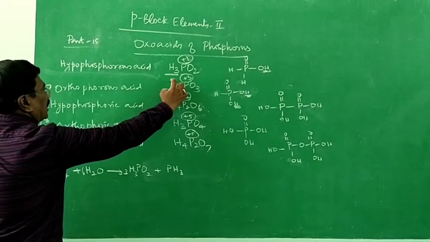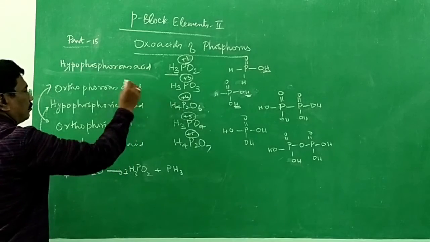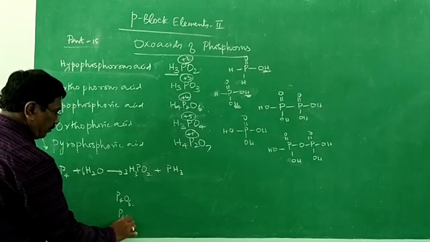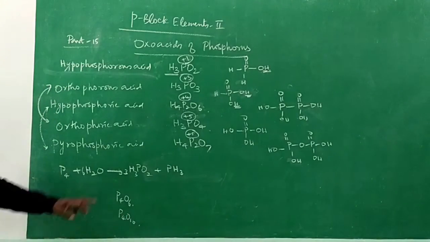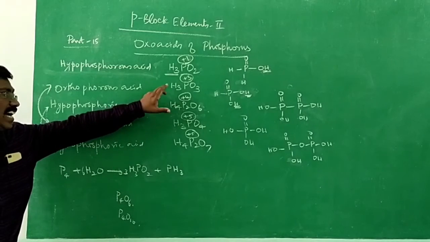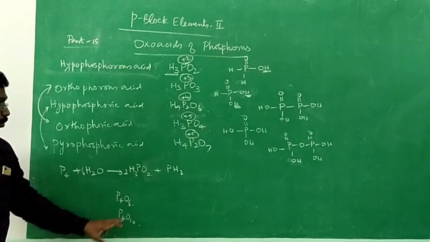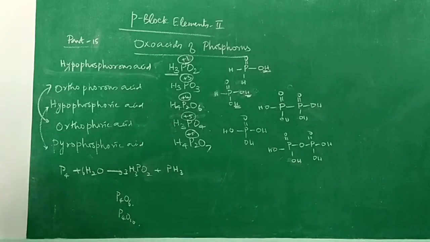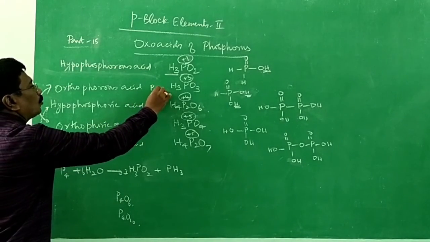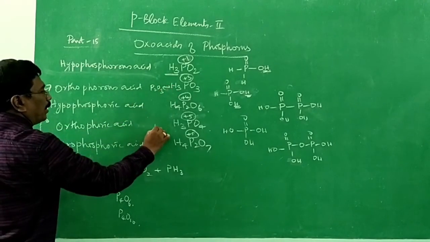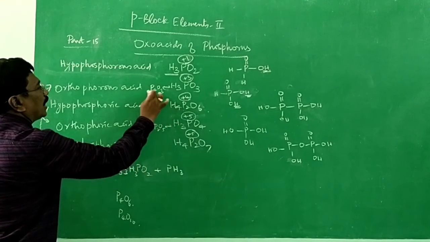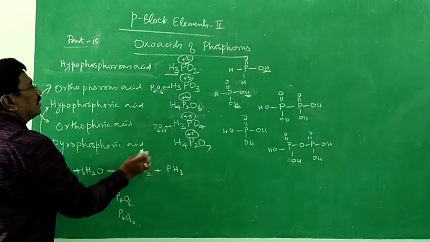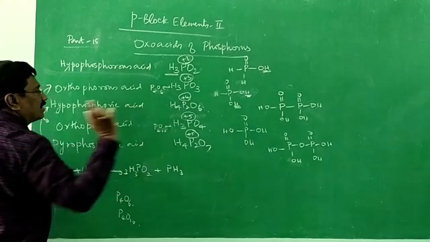Next, very simple again. Phosphorus acid may be considered as formed from P2O3, that is P4O6. Phosphoric acid from P4O10. P4O6 is considered as the anhydride of orthophosphorus acid. P4O10 is considered as the anhydride of orthophosphoric acid. P2O3 and P2O5 are nothing but P4O6 and P4O10. These are interrelated, therefore hydrolysis of this will give this, hydrolysis of this will give this.